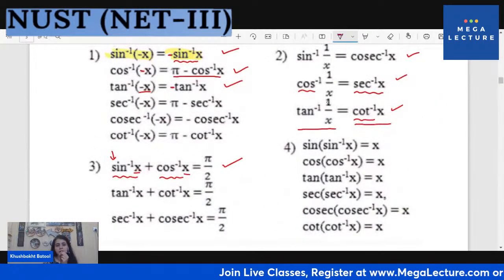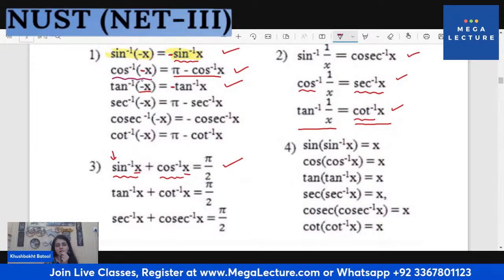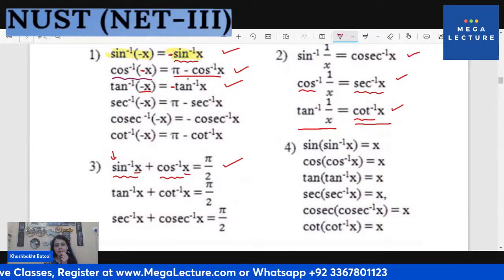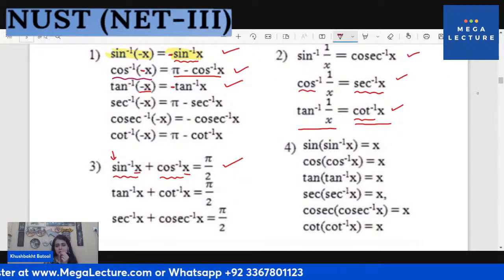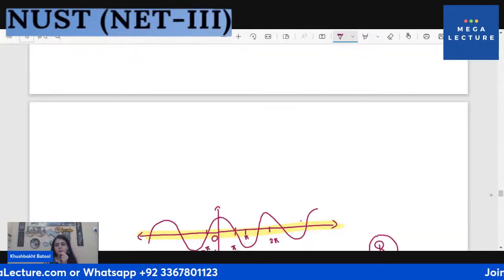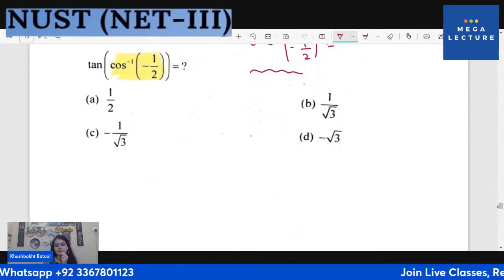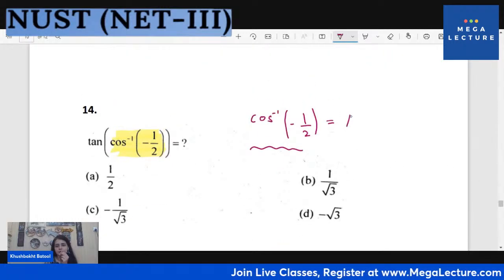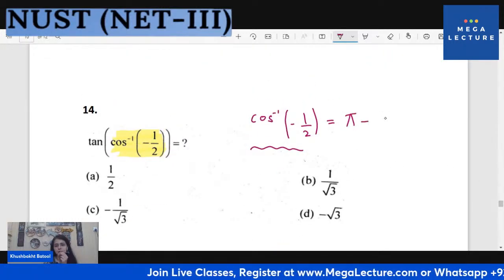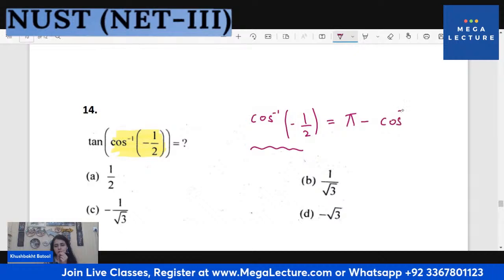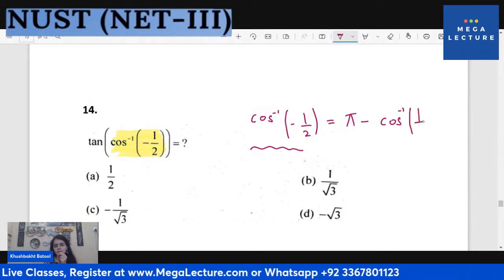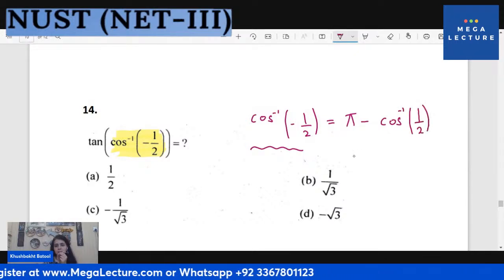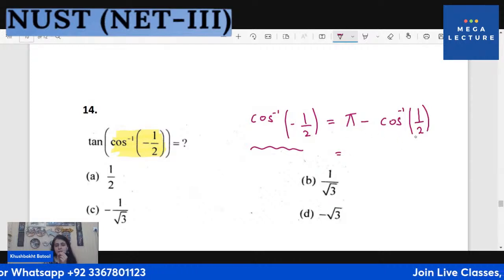So how do we deal with the question given? What happens when cos inverse of minus x appears? Cos inverse of minus x is pi minus cos inverse of x. Okay. So you are going to do pi minus cos inverse of 1 by 2. Alright, now it is pi minus cos inverse of 1 by 2.